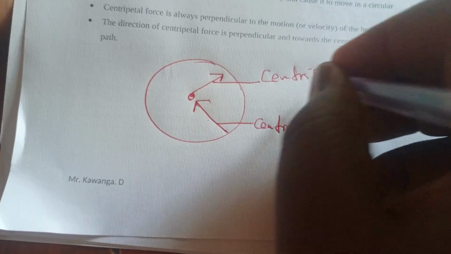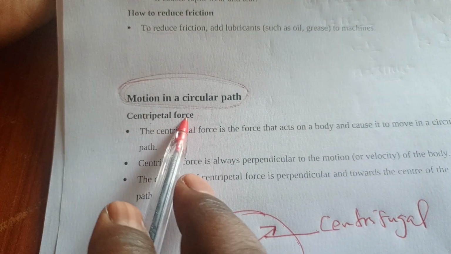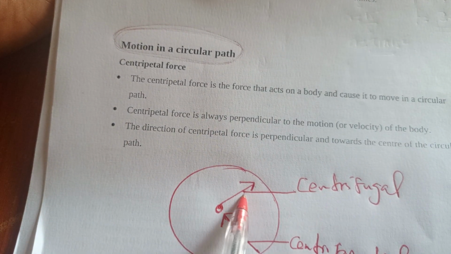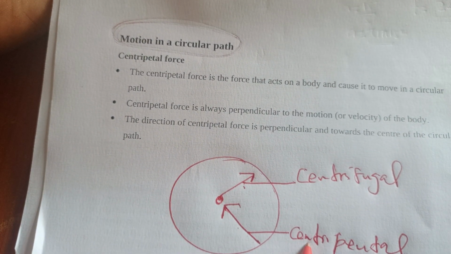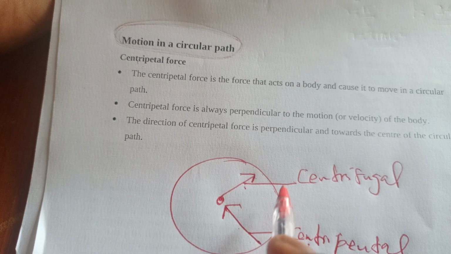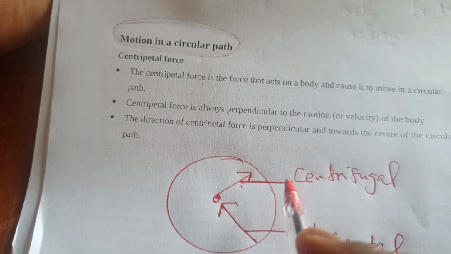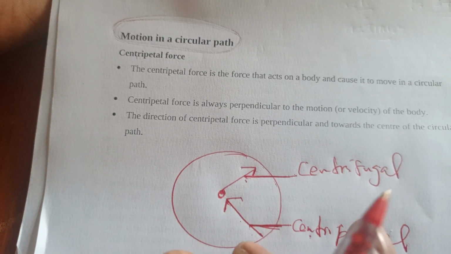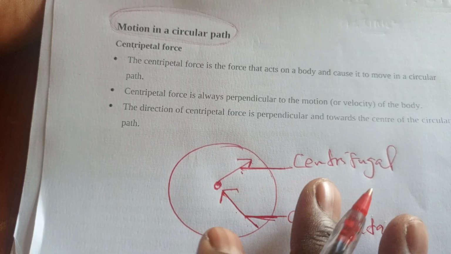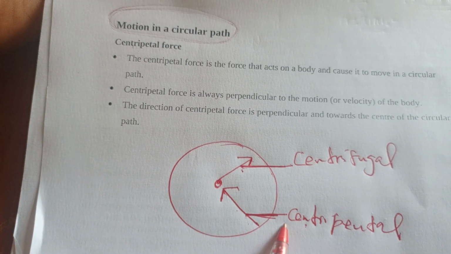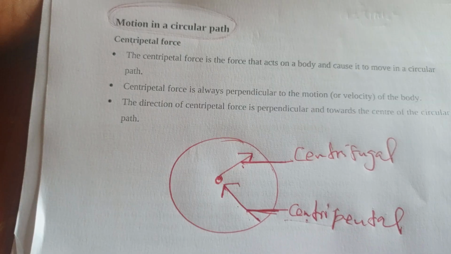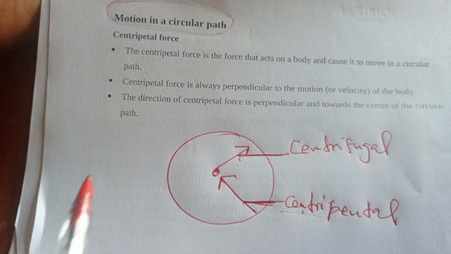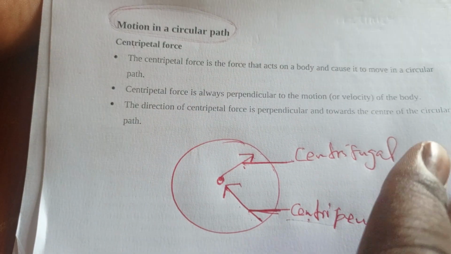We have centripetal force, the force that pushes an object toward the center. The centrifugal force is the force that pushes an object away from the center. So centrifugal is away from the center, centripetal is toward the center. So I have two forces here under circular motion: the force that pushes an object toward the center is called centripetal force, and the force that pushes an object away from the center is called centrifugal force.